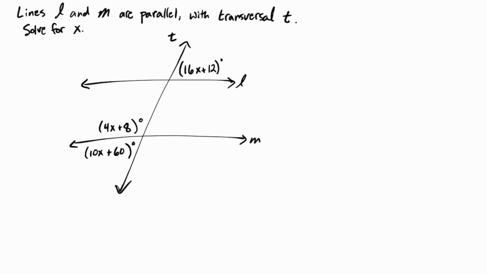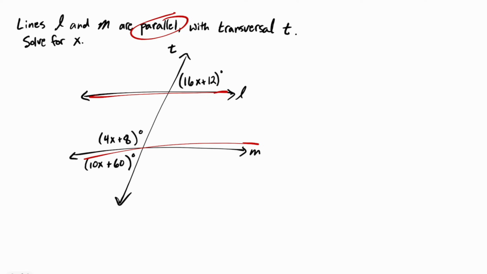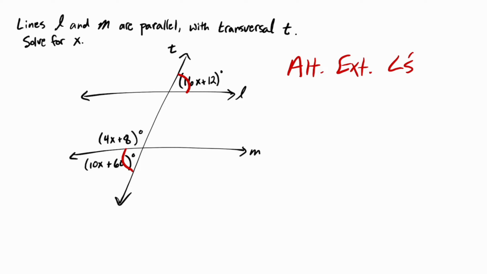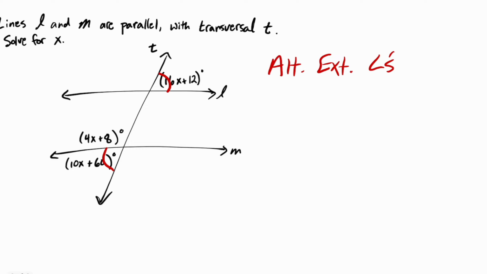In this problem, we're told that lines L and M are parallel and that they are crossed by transversal T. So the fact that they're parallel is key, because that means that we can use some angle relationships that we know to be true for parallel lines. Namely, we have this angle and this angle here, which are alternate exterior angles. And we know that anytime you have parallel lines, then alternate exterior angles are always congruent or equal.